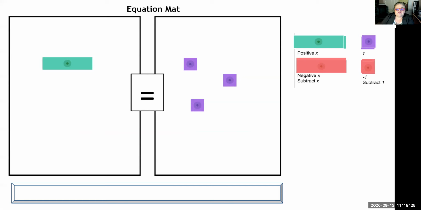X, an unknown value. Now, since we know that the values must be the same for both boxes, then we can say that the value of X, the green rectangle, must be 3.